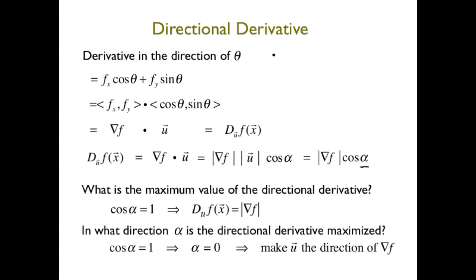We want the max directional derivative. We can talk about the min. We can talk about 0 directional derivative. I want to do this one. Okay, and so if we want to maximize this, we want cosine alpha to be what? The biggest cosine alpha could be is 1.